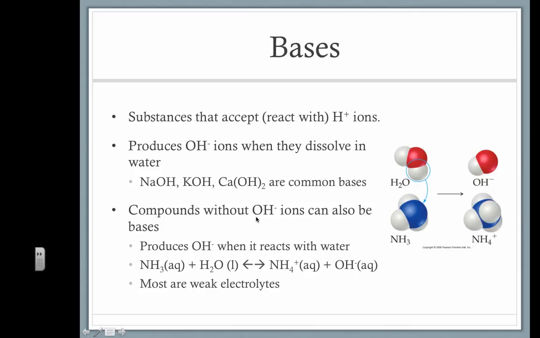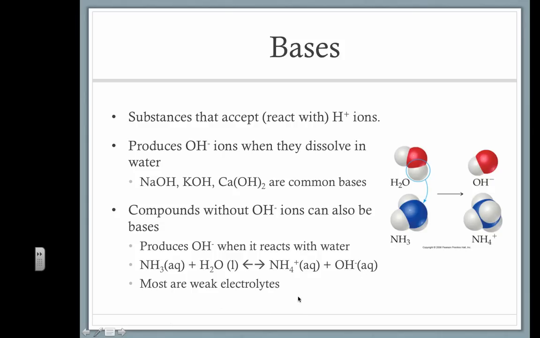But what's interesting is that compounds without hydroxide ions can also behave as bases, and we'll talk more about this later in the course. Sometimes, instead of providing hydroxide ions by directly solvating hydroxide anions, the compound will combine with the water it's dissolved in to make hydroxide ions. The most common example is ammonia. Ammonia will react with the water it's dissolved in to produce ammonium cations and hydroxide anions. So this is how it's able to act as a base.